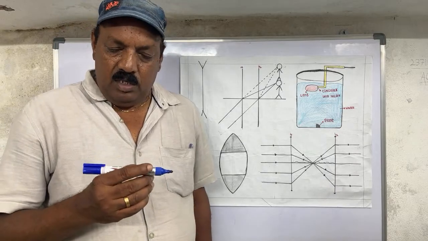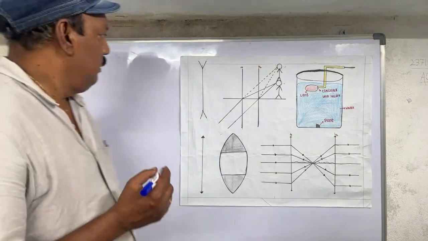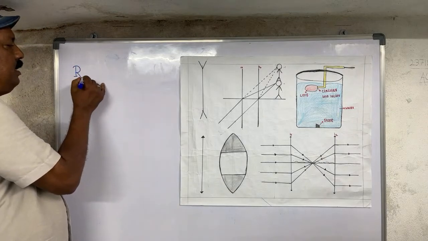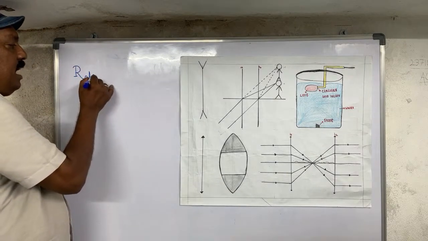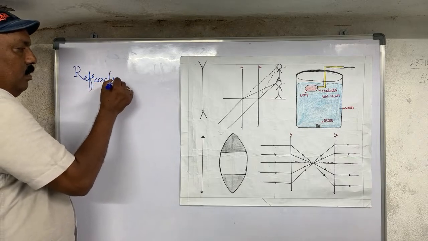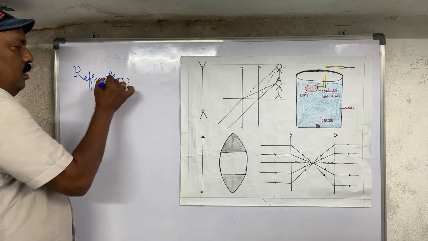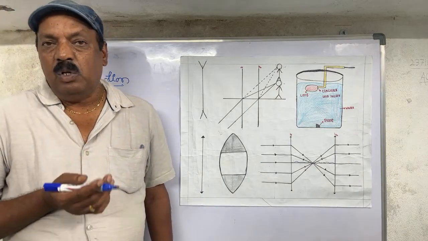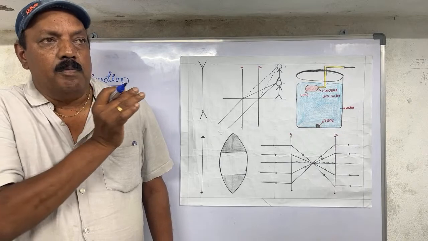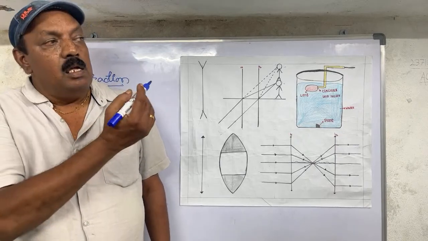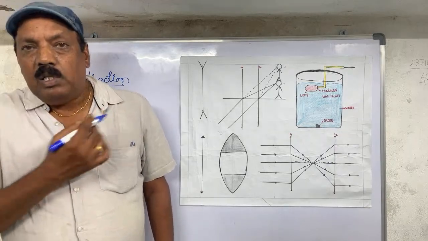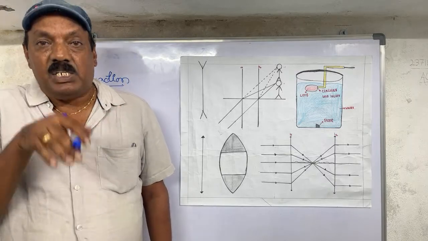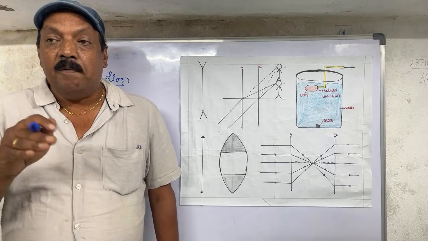So try to concentrate neatly and see here. First of all, what is refraction? That is a main term, you have to know it. Reflection means bouncing back of light. You know very well, whenever light falls on a wall, it is not going to pass through, the light will bounce back. The bouncing back of light is called reflection. But today our topic is refraction.